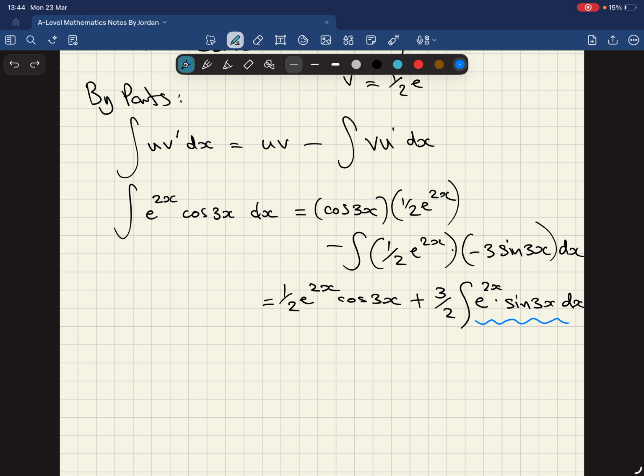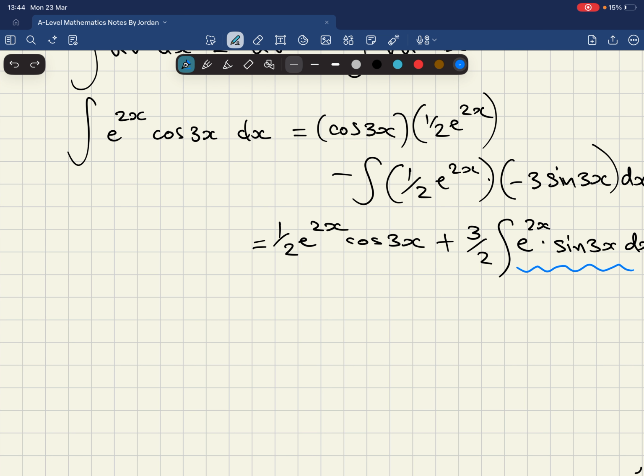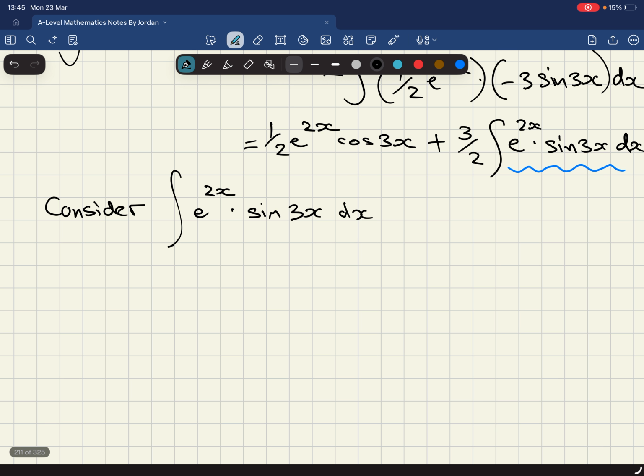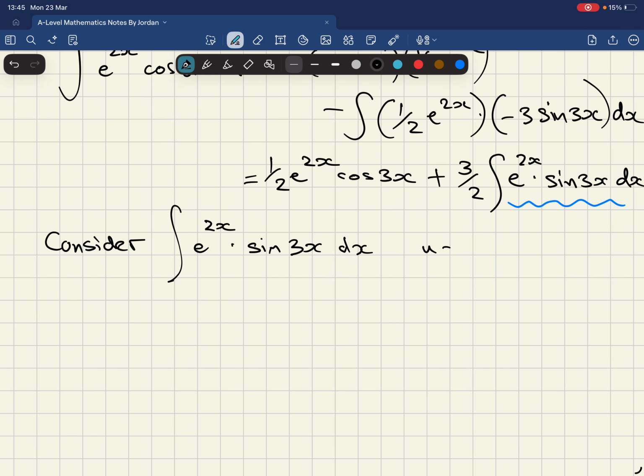So I'm just going to work on the bit that's underlined. So what I like to do is just write consider, and then I just do that integral. I'm not even using the 3/2 at this point. I'm just doing what's in the integral. Okay, so very similar choices as last time. We'll make u the sine 3x. V dash will be e to the 2x. We know v because we've done it earlier.